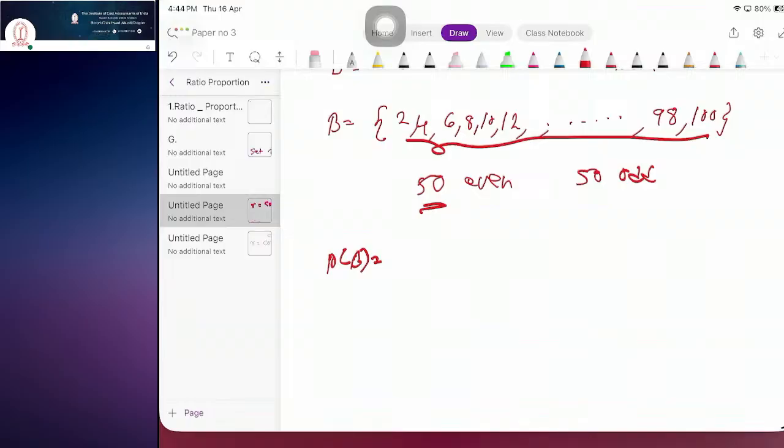No duplication or repetition is allowed. So out of these 50, one ticket will be selected, that is 50C1, divided by the total number of tickets, 100C1. Out of them, one is to be selected, and whatever criteria you had set, select it from even numbers, that is your event. So that will be 50 divided by 100, which is 1/2. 1/2 will be the probability of selecting an even number.